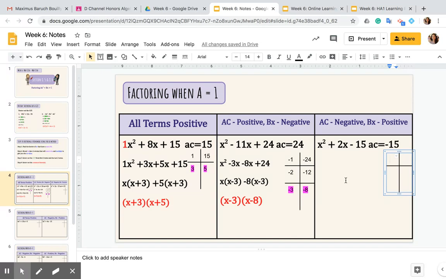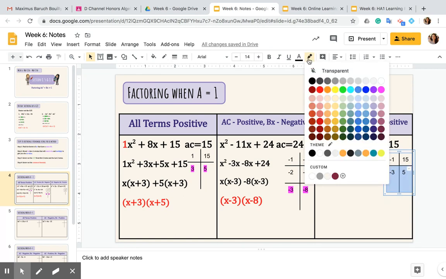Okay, so I could try 1 and 15. This is the smaller one, so I make that one the negative. That'll give me the -15 as a product, but 14 as a sum, so that doesn't work. I could try 3 and 5, and I'll make the smaller one the negative. That'll give me -15 when I multiply, and it'll definitely give me +2 when I add. So here's the winner. I'm going to highlight that so we can see it.